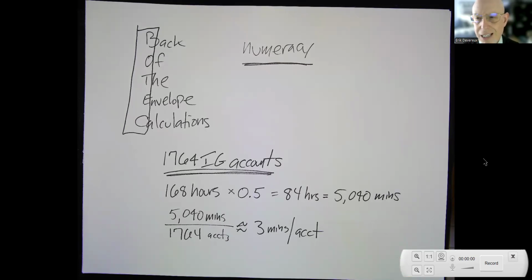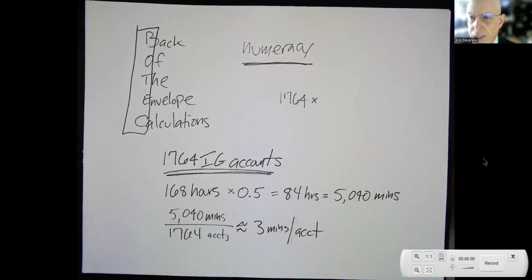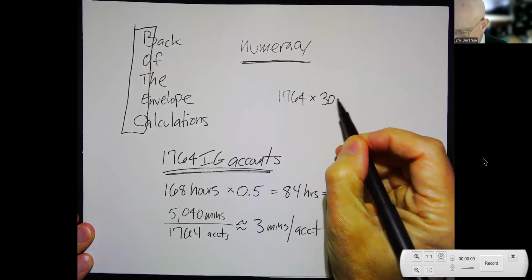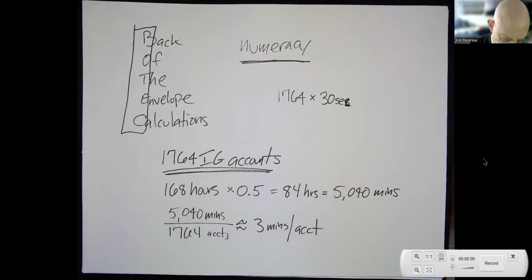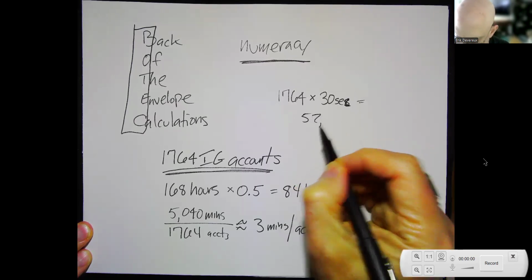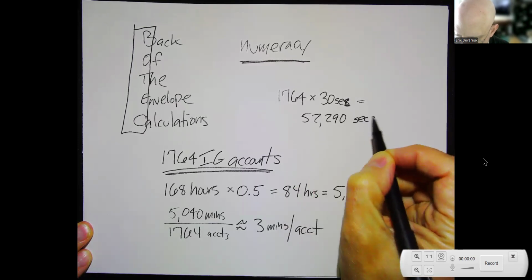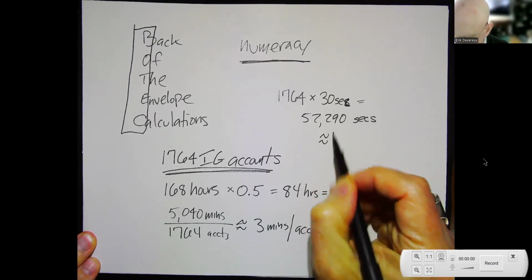Okay, that's one way to look at it. But of course, that's not actually a good view because we're not doing that. Let's ask a different question, a different way. So we have our 1,764 accounts. And let's say that the most that we can give any account on average during the week is 30 seconds. Okay? So we can give it 30 seconds of our time. And that works out to 52,290 seconds total. Okay? And if you divide that by 60 seconds in a minute and 60 minutes in an hour, what you get is approximately 15 hours.